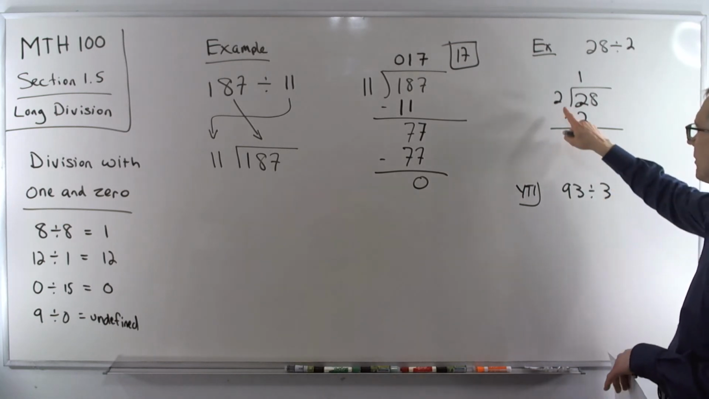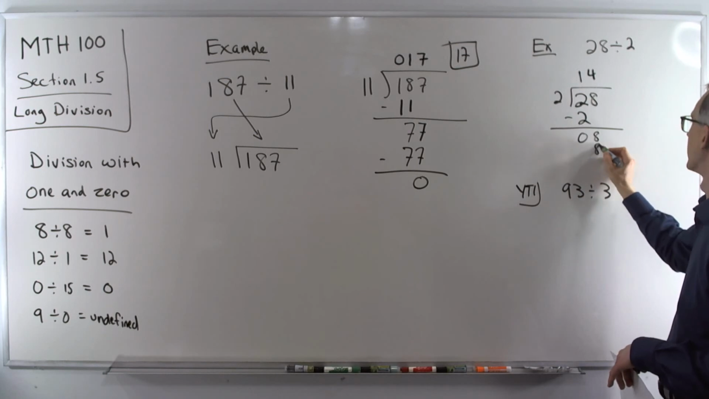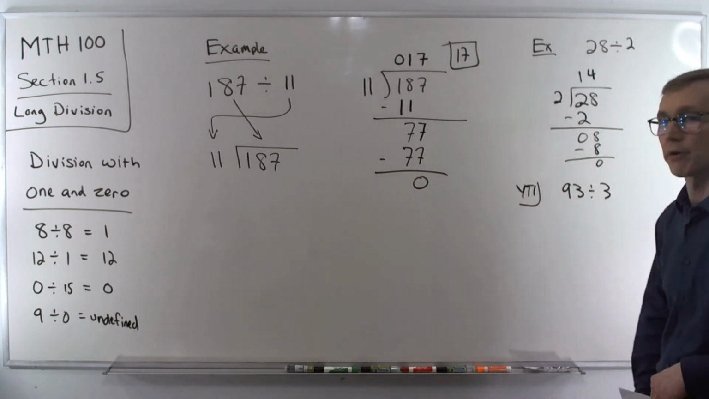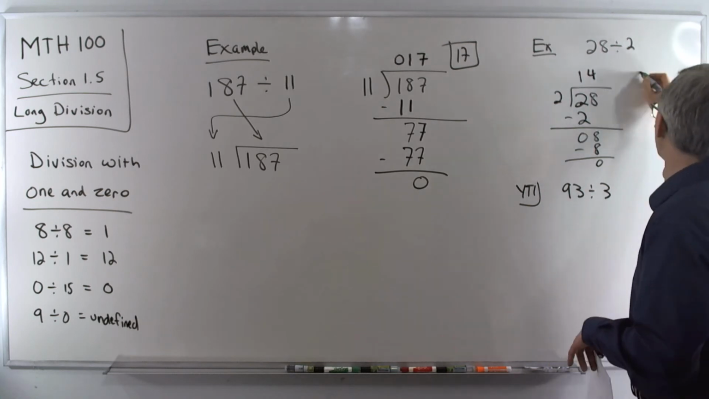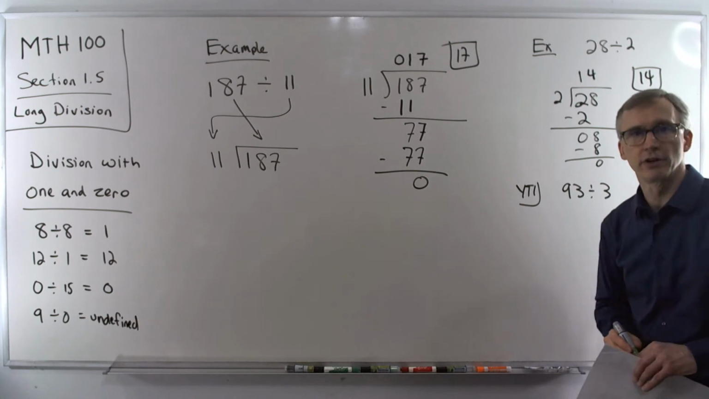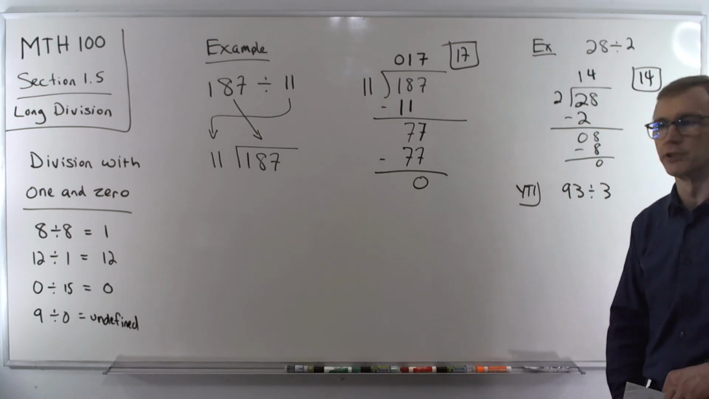Now we need to know how many times 2 goes into 8. And that is going to be 4 times. So we got an 8 here. Subtract to get 0. Get down to the 0 and we're done. So 28 divided by 2 is 14. This one you might be able to do in your head, but just go through the procedures so we can work on that procedure.